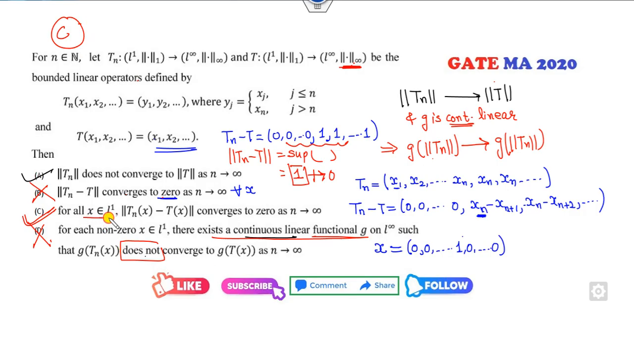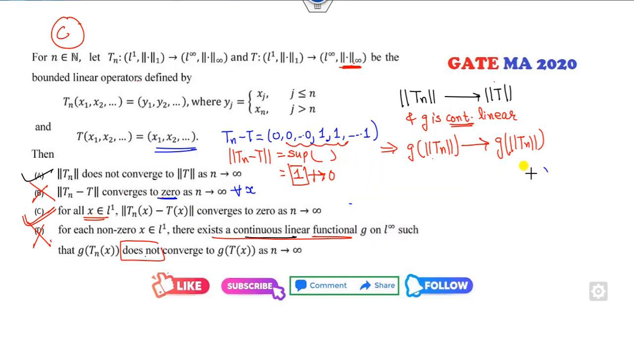Now you can see it is for all x. How can you prove that? I think again it's very simple. From the first part we proved that Tn is convergent to T. So what does it mean? It converges to 0 as n approaches infinity. By the first part and the third part you can see C is the right answer.